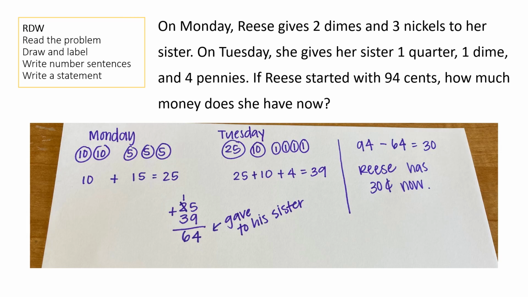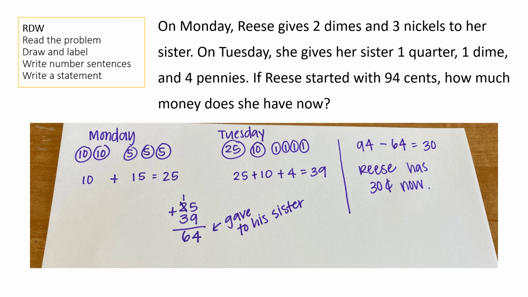This was a tricky question. It required me to do 2 steps. First, I needed to figure out how much money Reese gave to her sister. I had to figure out how much money she gave on Monday and on Tuesday and add those 2 totals together. I found out that Reese gave her sister 64 cents.